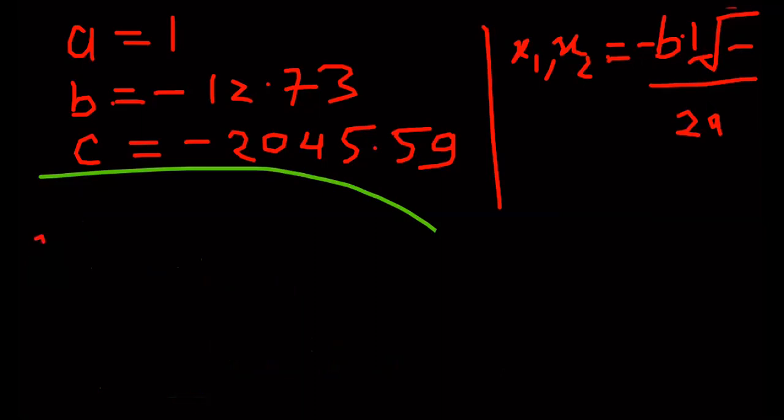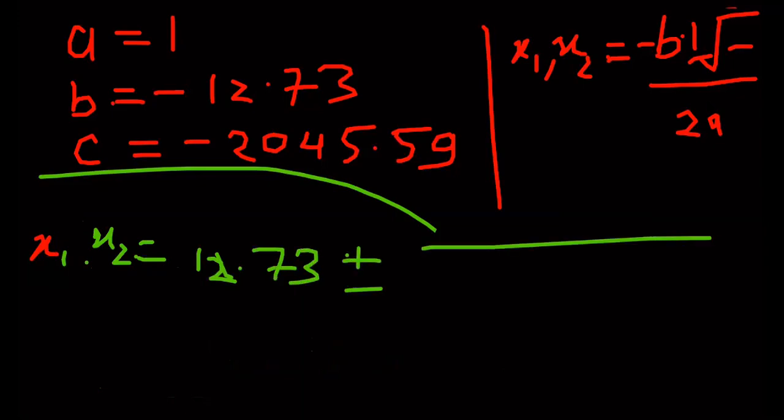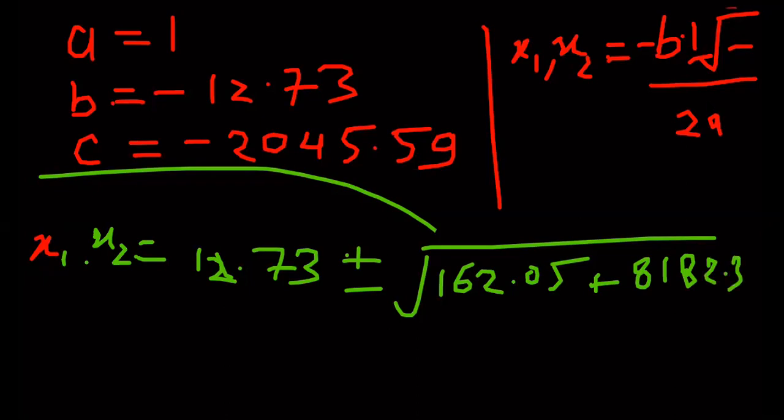So as you can see, x1, x2 is equal to minus b, so minus minus plus, so that will be 12.73 plus minus under root of minus b square. Okay, so b square, that is minus minus plus, so we can say 162.05. Okay, 162.05, and plus 8182.36 total divided by 2.